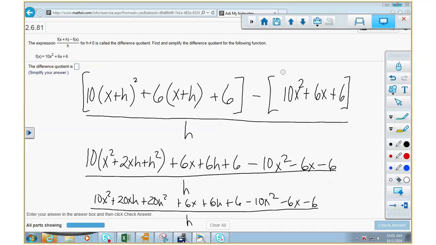And what's supposed to happen here? All your x terms should what? Cancel out. Yes. The 20h squared, that should just be 10h squared. It's multiplied 10 times. Oh, I did it twice. Sorry. Thank you.